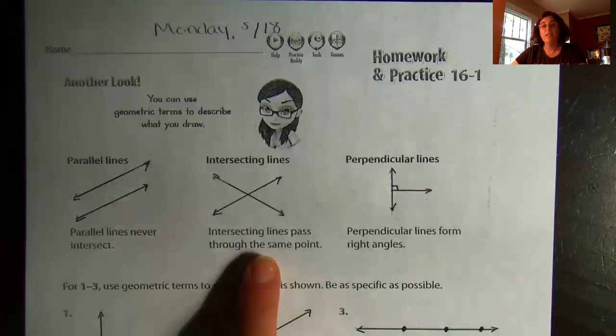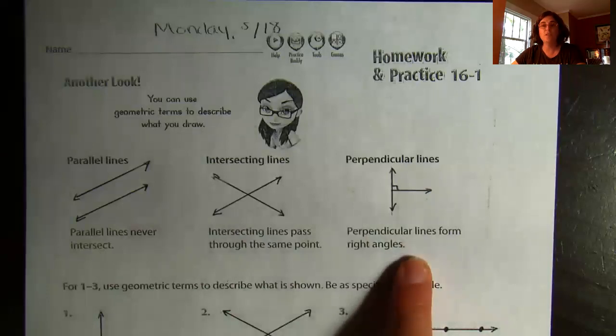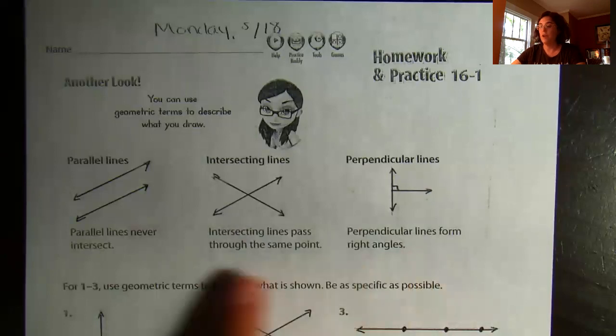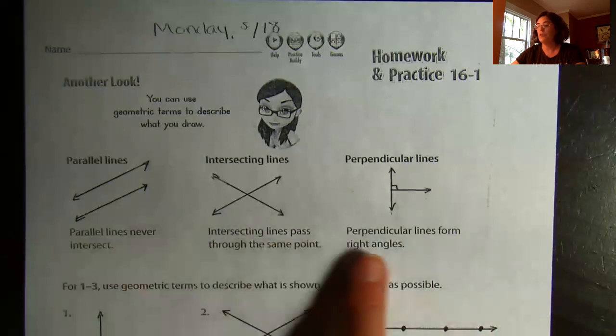Intersecting lines. Intersecting lines pass through the same point. So they are lines that do cross each other. And then there are special kinds of intersecting lines, which are called perpendicular lines. And those are lines that form a right angle. So go ahead and draw in these lines so they can help you remember what you need to know during today's lesson.